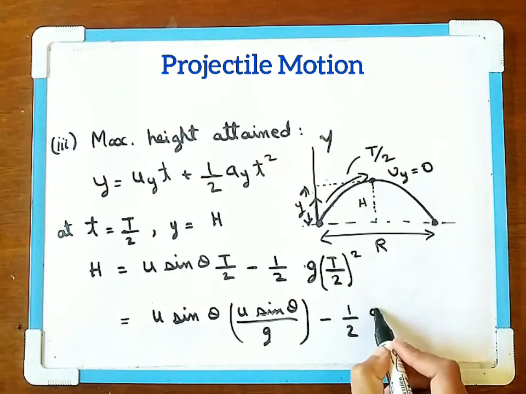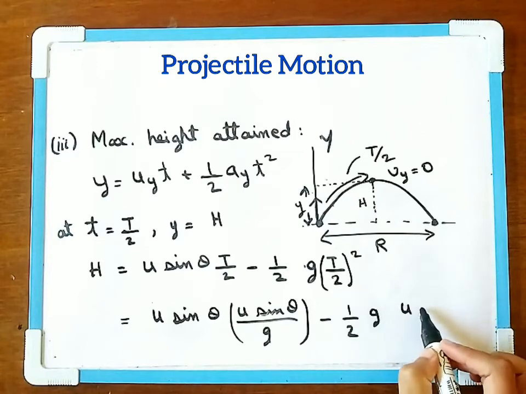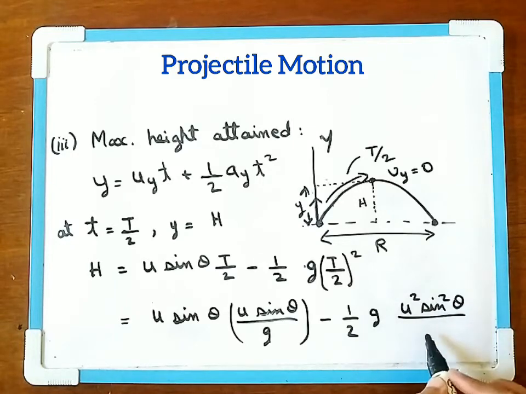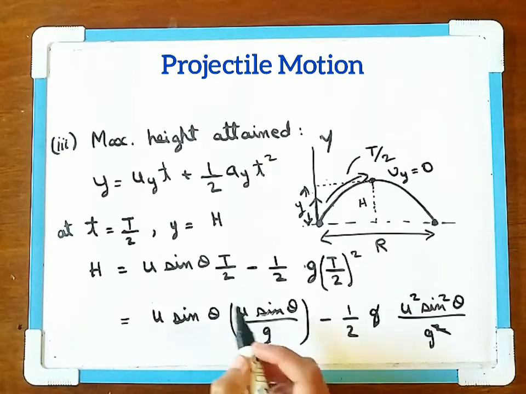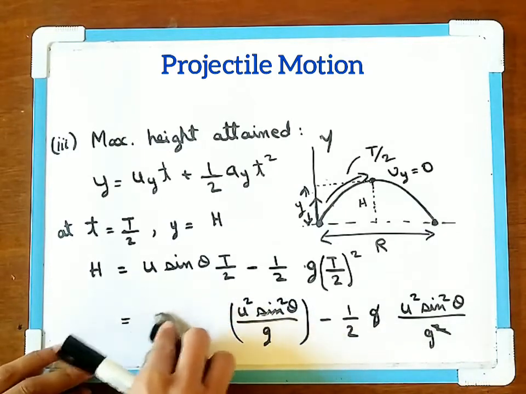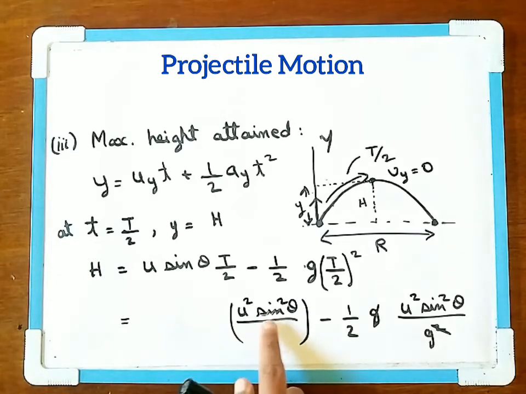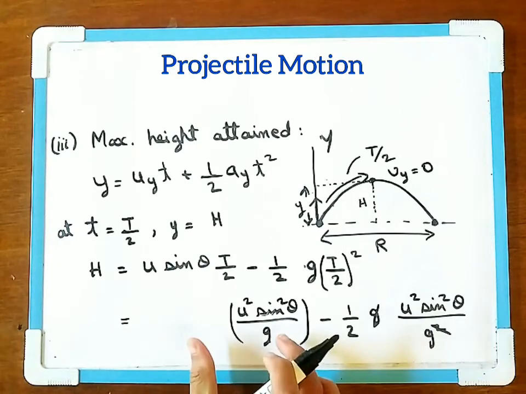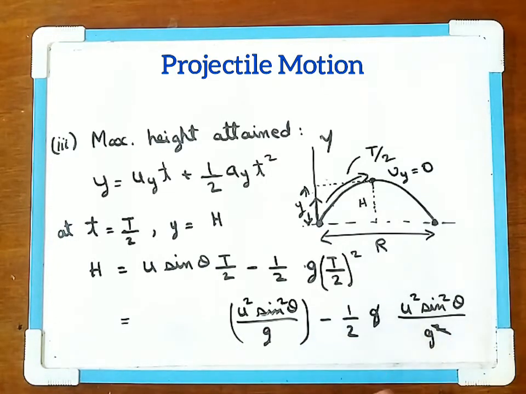So here minus g, and T by 2 is u sine theta by g. So we have u square sine square theta by g square. Because we have the square here, we're taking the square also. So g and this square cancel. Now u sine theta into u sine theta, if you multiply this, you get u square sine square theta. So here we have u square sine square theta by g minus half u square sine square theta by g. So here we have 1 minus half. So you can take common u square sine square theta by g.